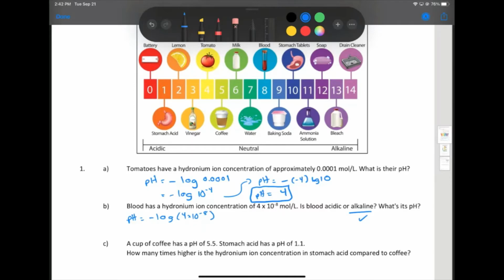Now this one, because it's not a nice power of 10, I mean, it looks like it's 10 to the negative 8, but the 4 kind of messes that up. Now we pull out our calculator, and I'm just going to punch in 4 times 10 to the negative 8. And then I'm going to hit my log button. Please keep in mind your calculator, you may have to hit the log button first. But either way, once you've taken the log of that, you get out negative 7.4-ish. And the negative sign in front is going to make that a positive.